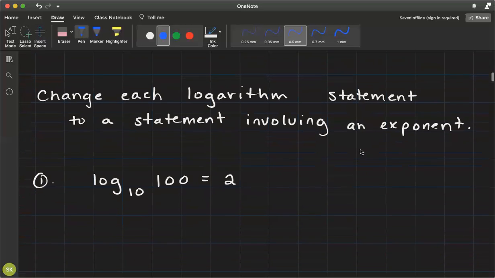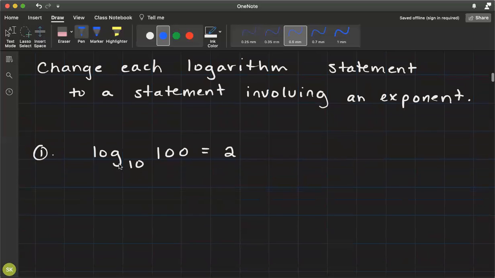Now we're going to do the opposite. I'm going to give you a logarithm, and I want to form a statement that involves an exponent. So here I have log base 10 of 100 is equal to 2. So this is the same as 10 to the 2 is equal to 100. So what we're doing is we're switching these two, and then we drop the log. So 10 squared is 100.